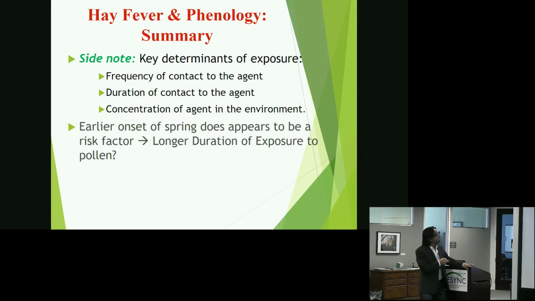So a very early onset of spring does appear to be a risk factor for hay fever. And I think what is happening is longer duration. When spring arrives early, your duration of exposure to pollen is long. You are exposed to pollen for a longer period of time, so you have more chances of having an allergic reaction to it. The duration of exposure is lengthened when spring starts early. The trees start blooming early, so your pollen exposure starts very early on.